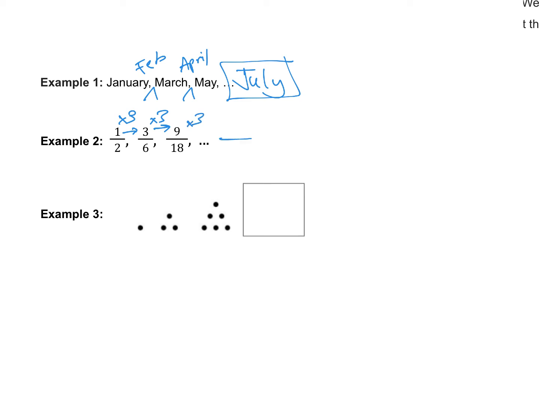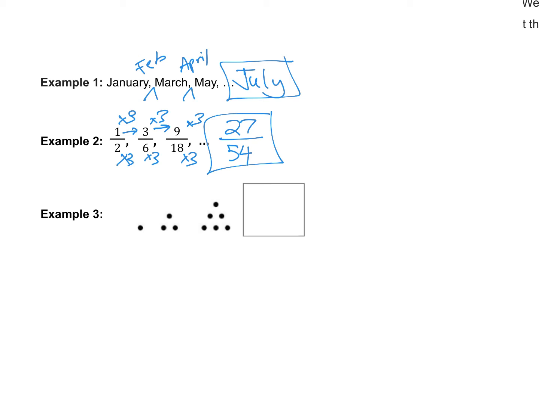So then let's keep going. 9 times 3 would be 27. So that's going to be the next numerator. And then what's happening on the denominator? Oh, it's the same thing, isn't it? So 2 times 3 is 6. 6 times 3 is 18. And so 18 times 3 may need your calculator, but that's going to be 54. And so that is the next term in the pattern.